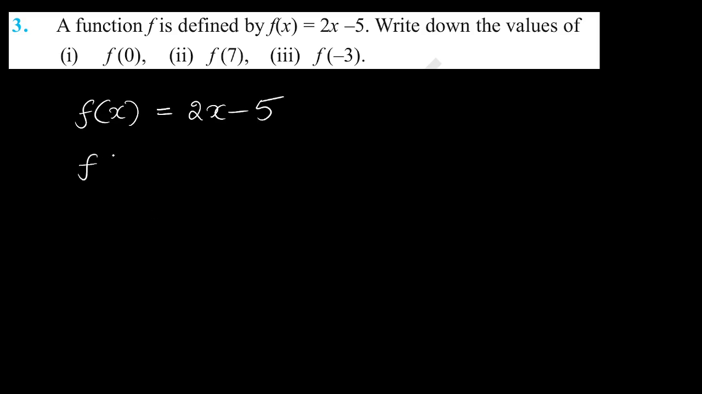First one is f of 0. f of 0 means you just substitute x equal to 0 in this formula. That's all. So f of 0 will be 2 into 0 minus 5. Put x equal to 0, we get f of 0. All of you clear? It's a very simple one, right?